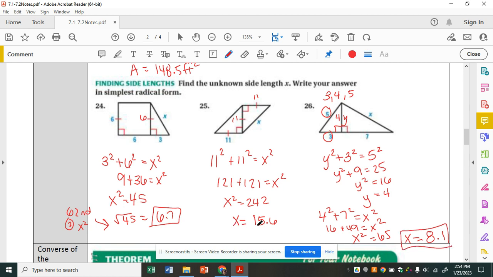I know that it says round your answer in simplest radical form. We really haven't gotten to go over that yet, so for the sake of this, just keep it as a decimal for now. Okay, those are your answers on there.